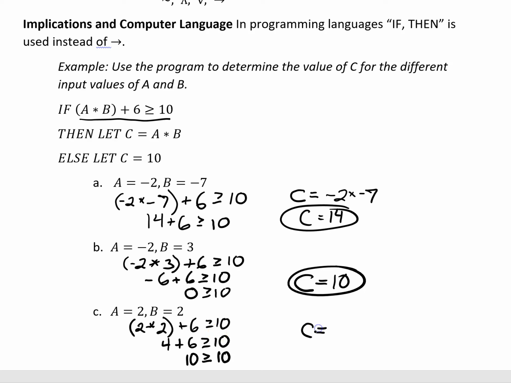We let C equal A times B, which was 2 times 2. C will equal 4.